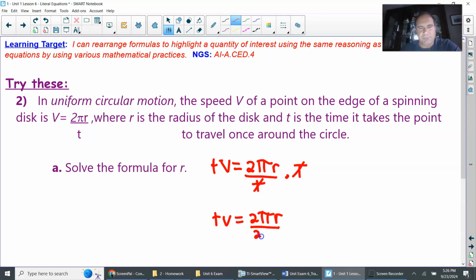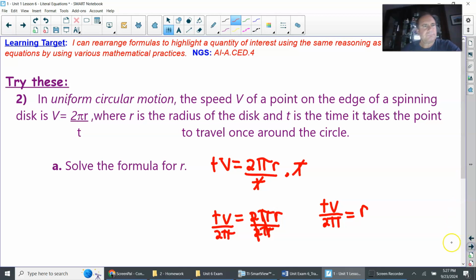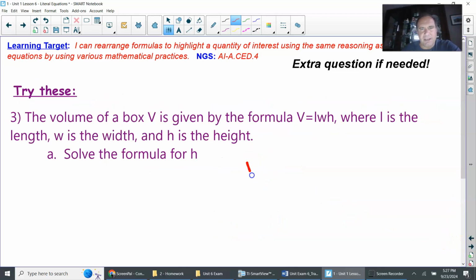Now you divide by 2 and pi. What you need to cancel, that's what you divide by. And you get this pi cancels, this 2 cancels. T V over 2 pi equals R. And that is it. Number 3, there it is right there. V equals LWH, where L is the length, and what do you have to solve for? The H. So you divide by what you want to cancel, and the W cancels, the L cancels, and then H equals V over LW.